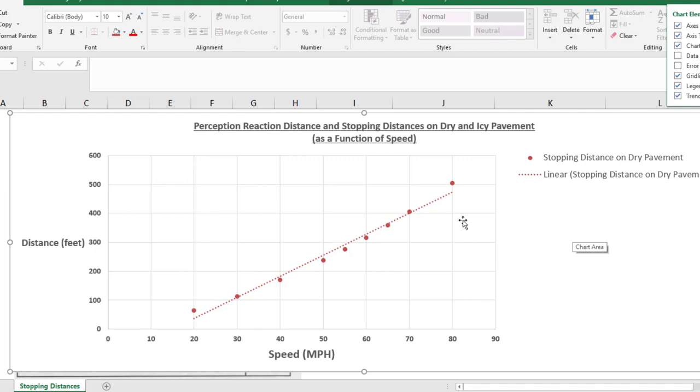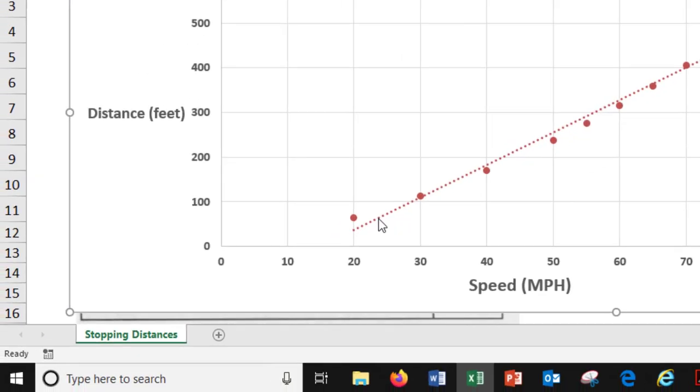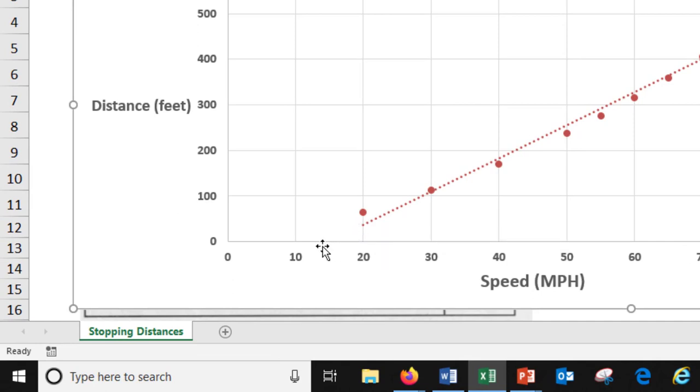The problem that I see is the line doesn't make sense as you look at it diagonally left to right. For example, if you were to continue this line down to 10 miles an hour, it would actually go negative. That doesn't make any sense. It shouldn't take negative feet to stop. As a matter of fact, negative feet to stop makes no sense at all. The smallest number of feet to stop should be 0, not negative. So that doesn't make any sense there.